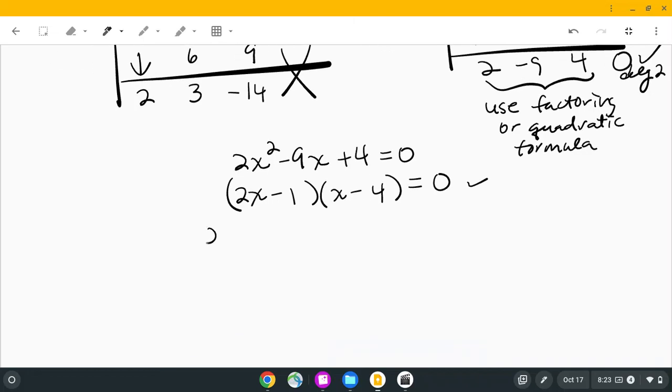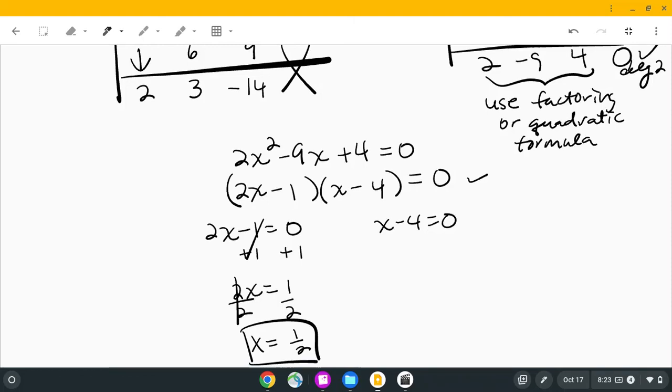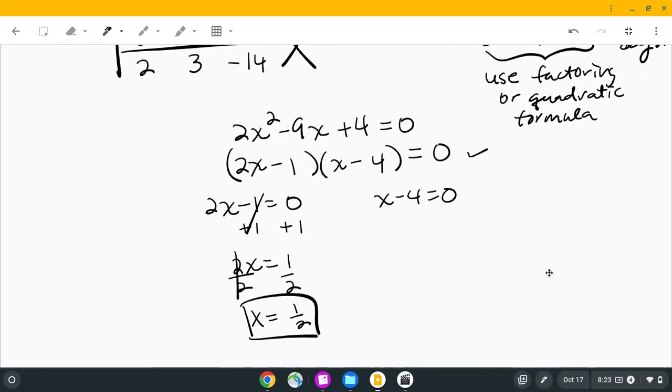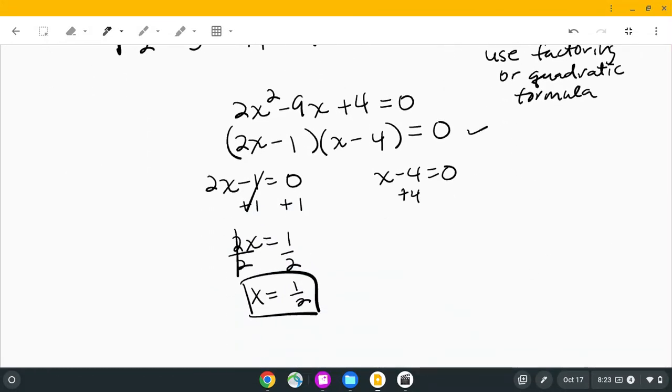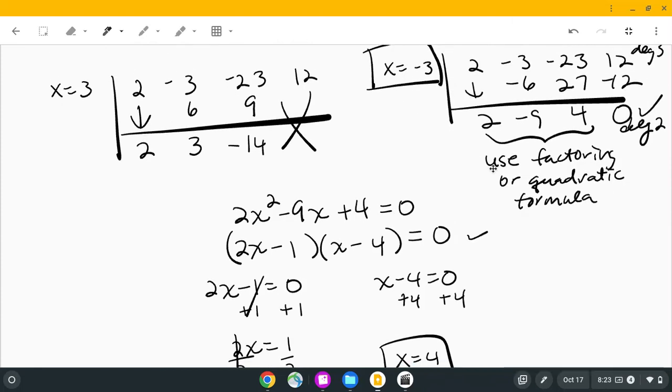So then I can take each factor, set it equal to 0, and solve. So here I'm going to add 1 to both sides. They cancel. So I get 2x equals 1. Divide both sides by 2. They cancel. So I get x by itself. X equals 1/2. There's my second solution. My first solution is x equals -3, right over here. And then here, I'm going to go ahead and add 4 to both sides. So x equals 4. There are my 3 solutions: 4, 1/2, and -3.